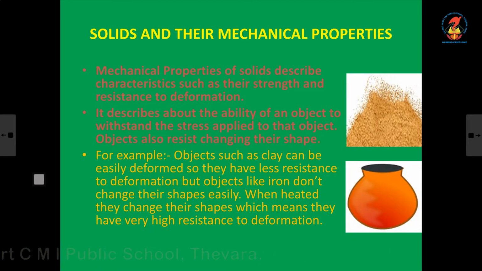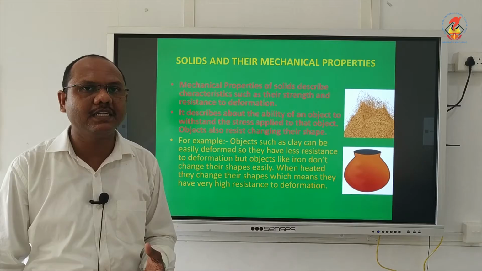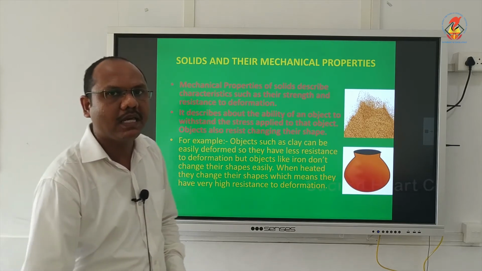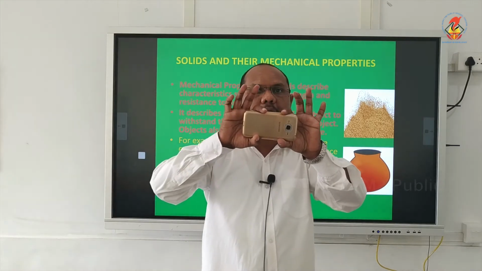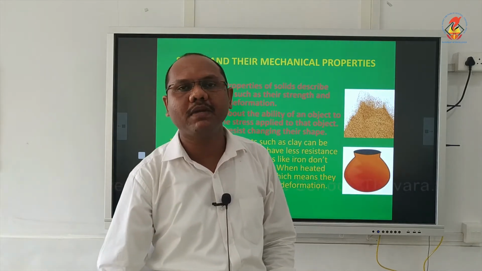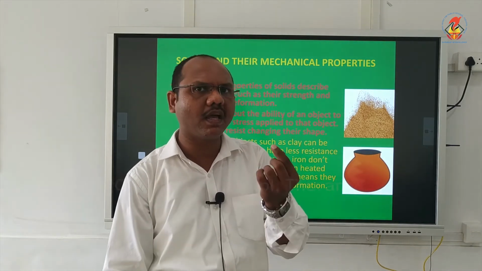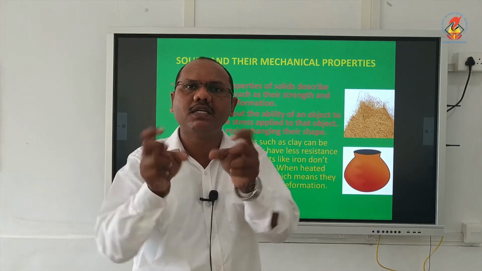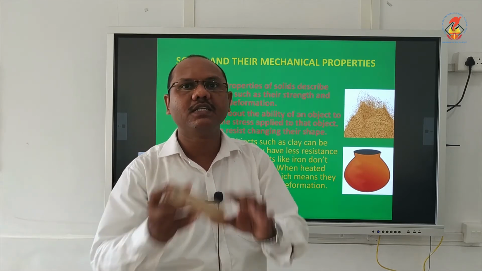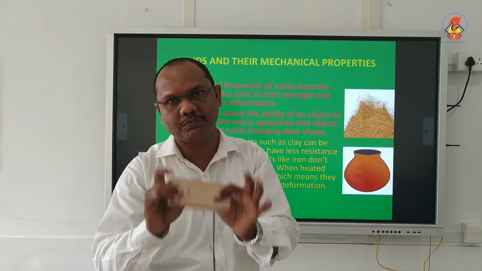So the mechanical properties of solids describe characteristics such as their strength and resistance to deformation. Deformation means changing the shape. Here I am taking a phone and trying to bend it. It cannot be bent easily. But if I take a small stick and try to bend it, it will bend very fast. So the stick has less resistance to deformation. This phone has more resistance to deformation.